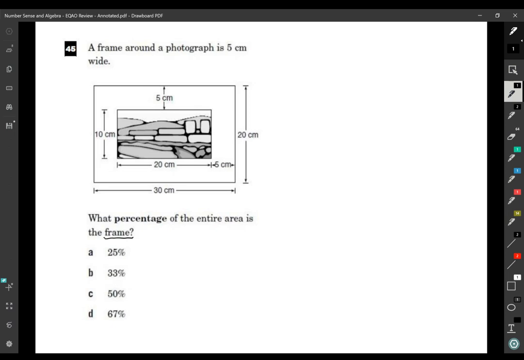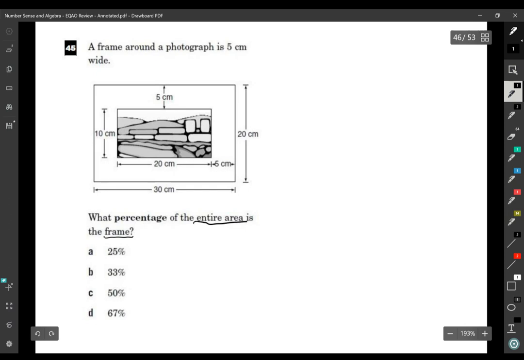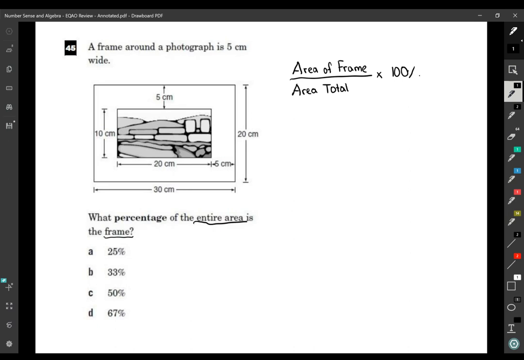So we want to know percentage. So we want to know the entire area. So we want to know area of frame divided by area total and times 100%. That's going to give us the percentage we're looking for.